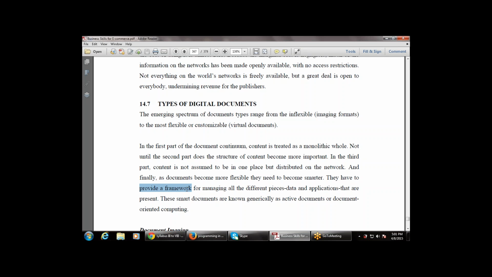So the main point is that digital documents provide a framework for managing all the different pieces of data and applications that are present. That is, it provides a pattern, a platform for managing all the different pieces of data and applications that are present.